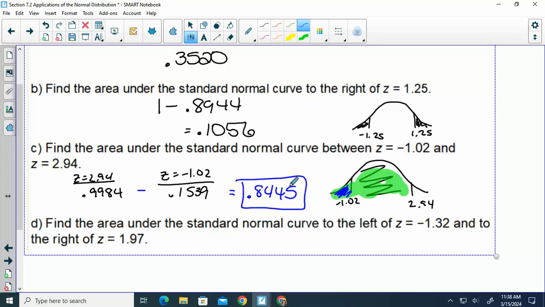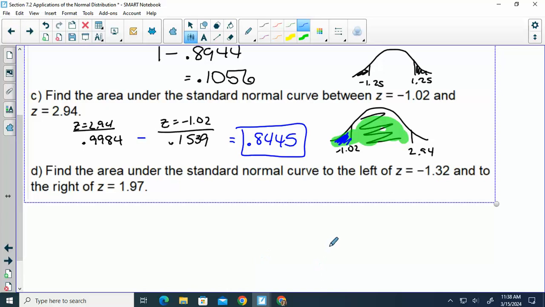0.8445. And the bigger probability has to come first because can our final probability or area be a negative? No. So if you want between two values, you're just subtracting the probabilities. All right. D. Find the area under the standard normal curve to the left of z equals negative 1.32 and to the right of z equals 1.97.